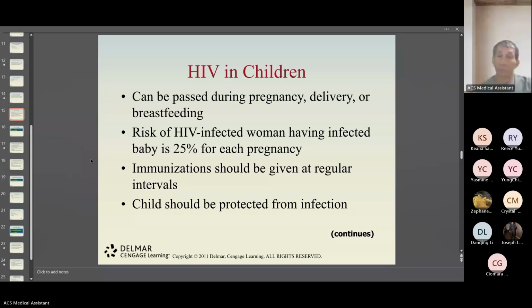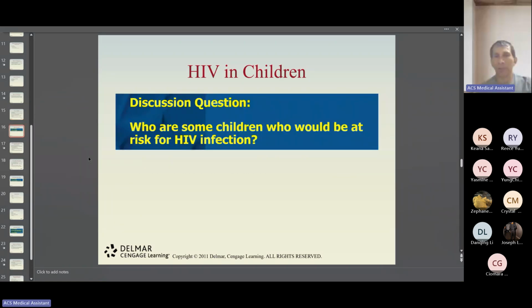So these females that are at high risk of passing HIV to the child or to the fetus, whether during the pregnancy or lactation, we are keeping an eye on this patient. The patient is going to be monitored, making sure that the child is protected as much as possible. So that's basically what it is.